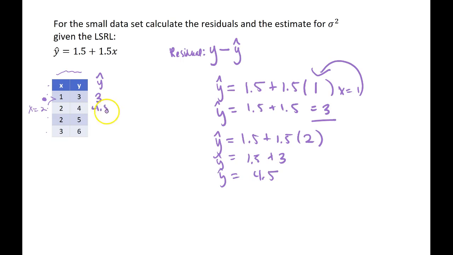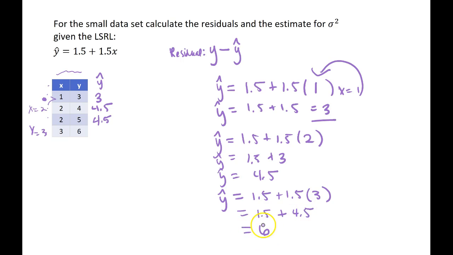All right, so we can see that for this next observation, the y hat is the same because the x value is equal to 2. And for the last observation, x is equal to 3. So to find the predicted value, we do y hat is equal to 1.5 plus 1.5 times 3, which is 1.5 plus 4.5, which is equal to 6. So the predicted value is equal to 6.